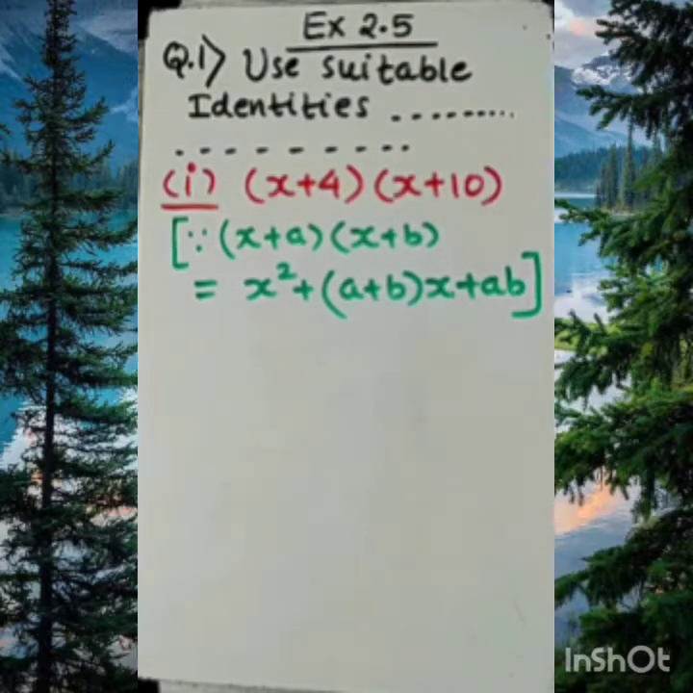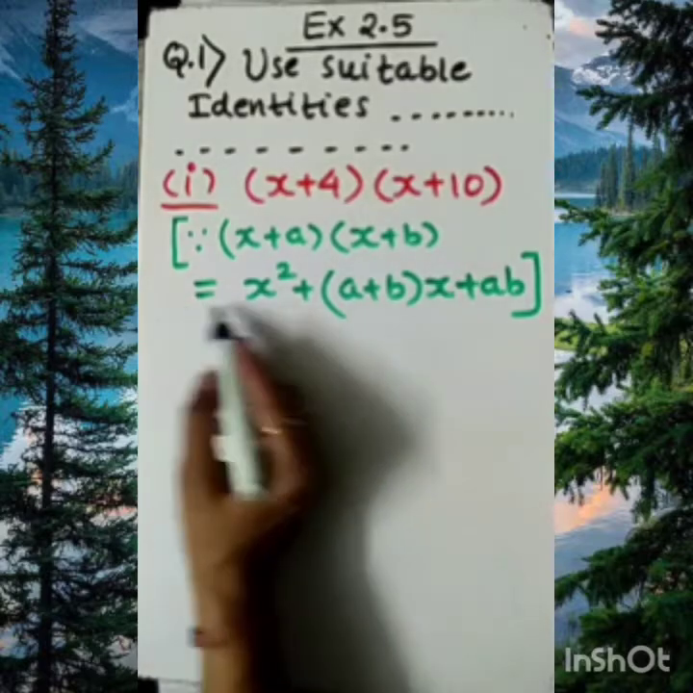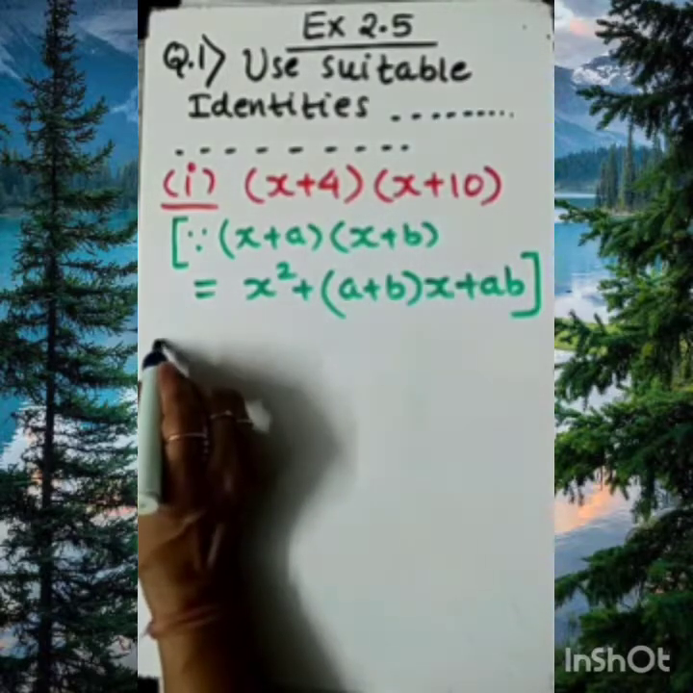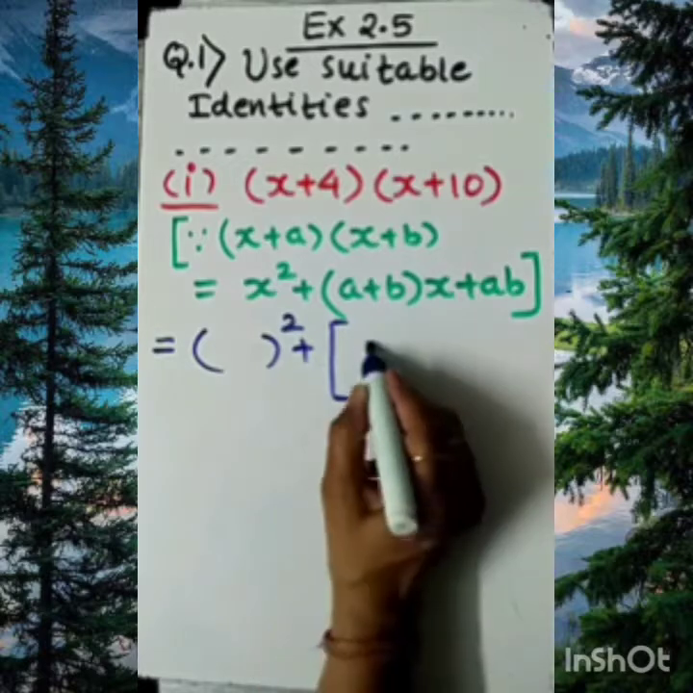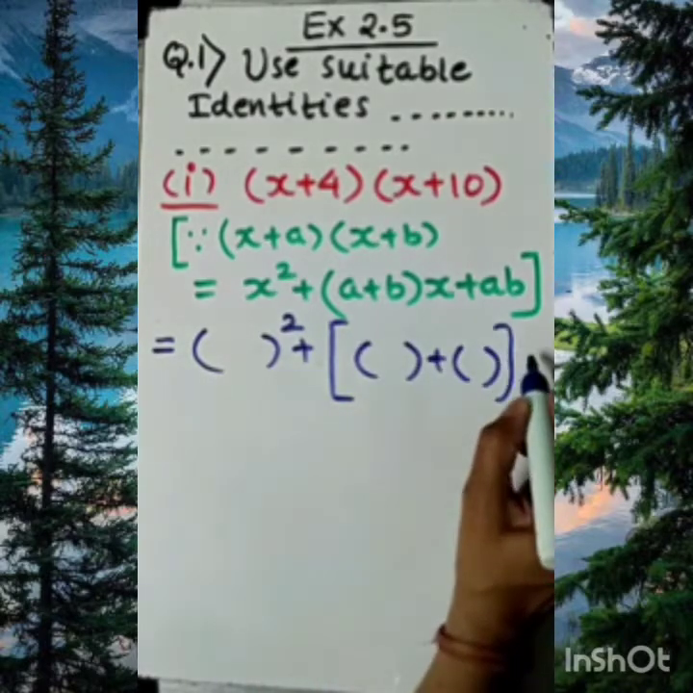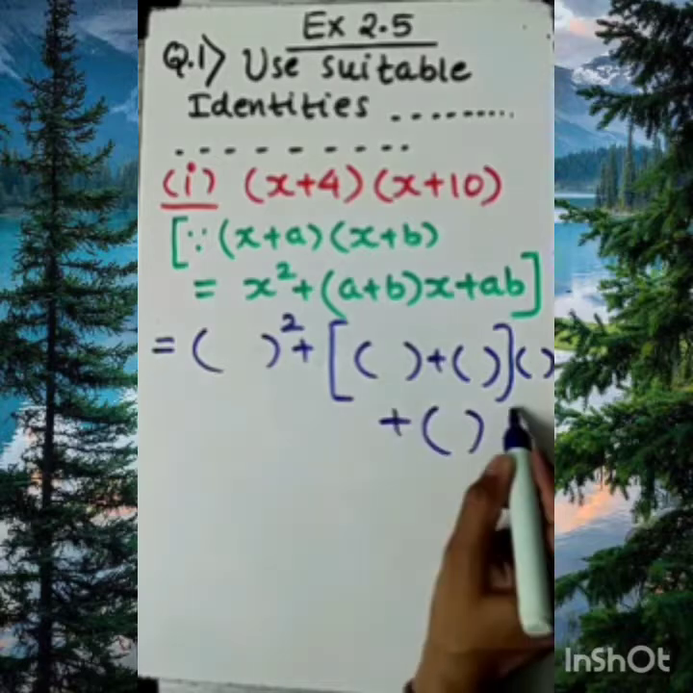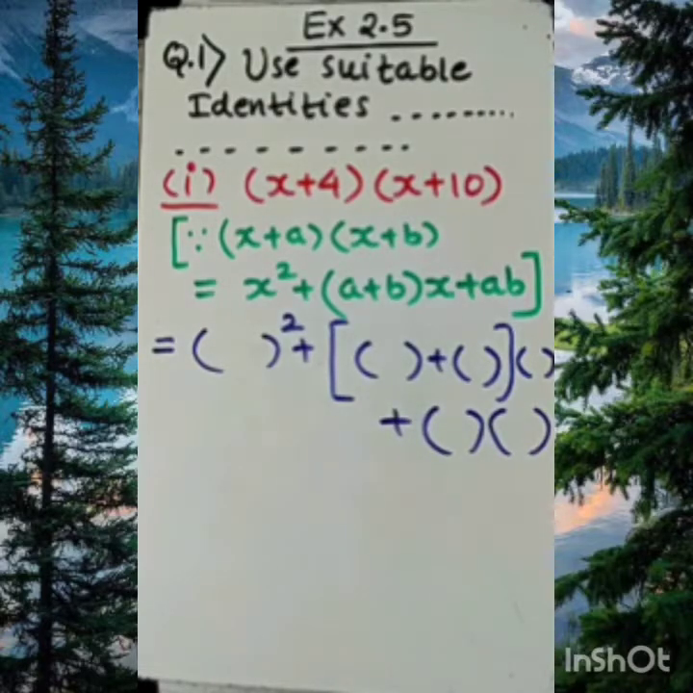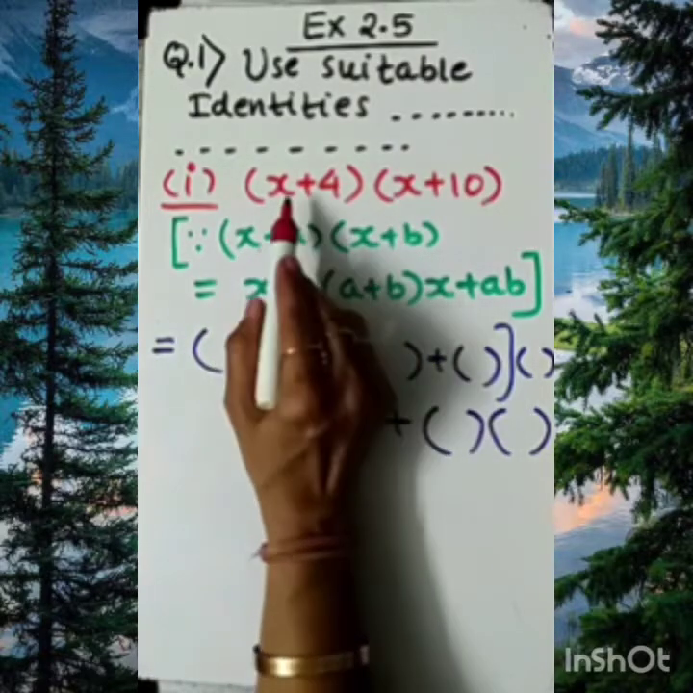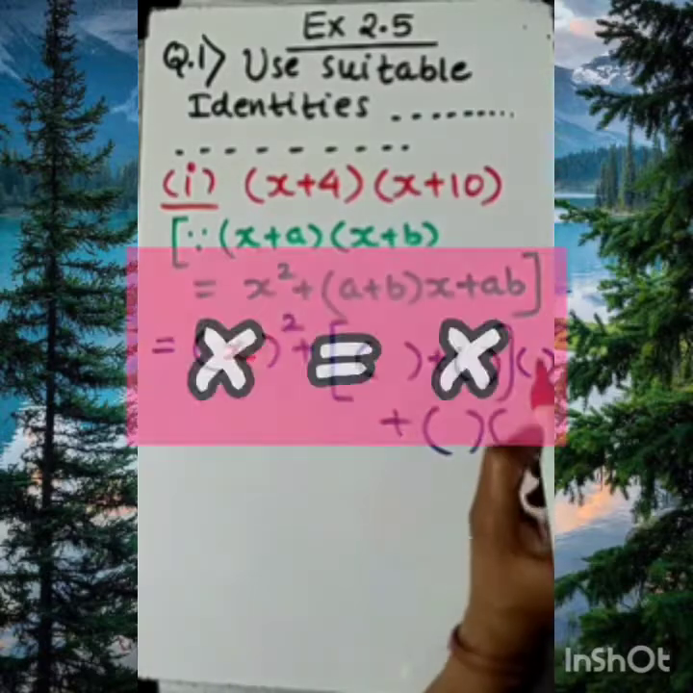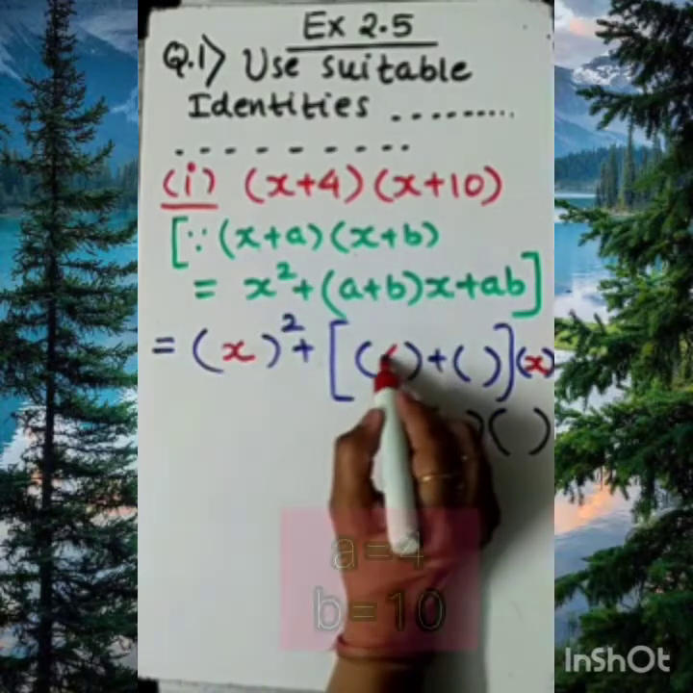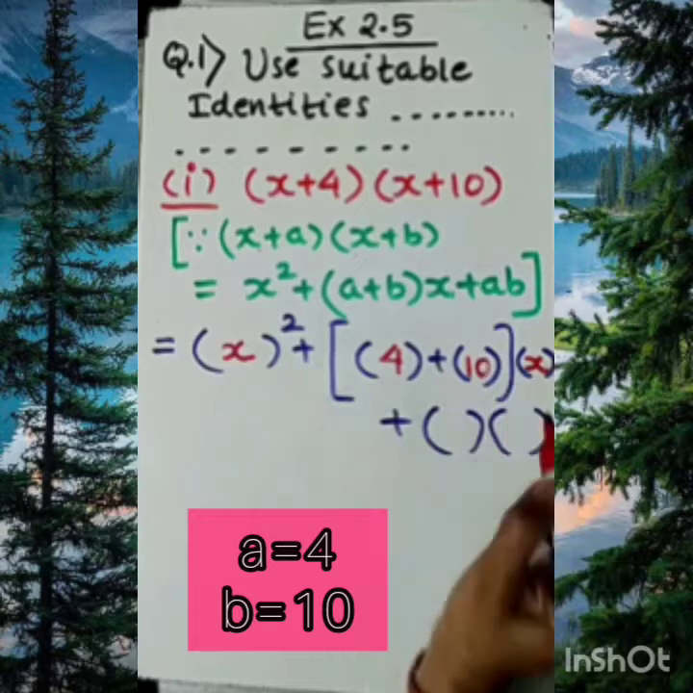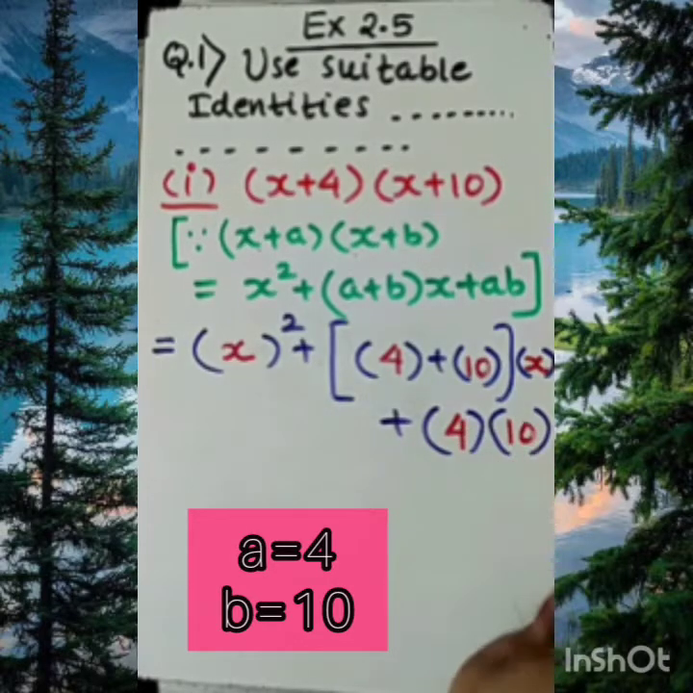Now we are going to apply this identity to this question. If I apply it, then of course x square plus (a plus b) x, and here we will put the value of x, and this is the product of a and b. What is the first term? The first term is x. These two terms are similar, x here and x here, so here I need to write x. What is a if I compare? a equal to 4. What is b? That is 10.